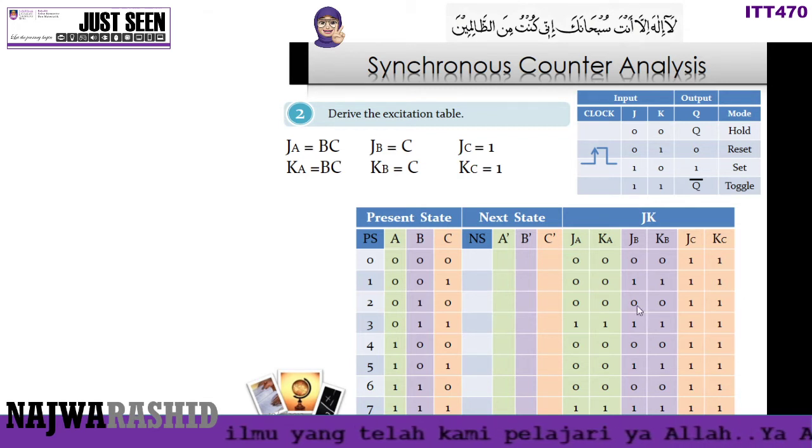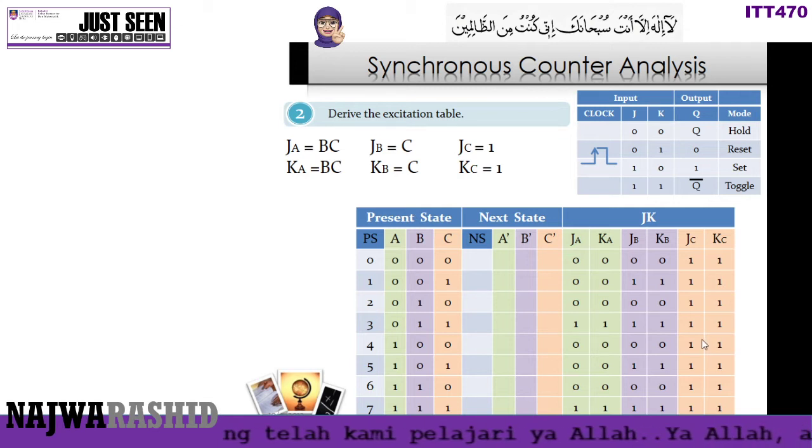Now, after you construct your excitation table, you need to fill it in. We have 3 JK flip-flops, so you have A, B, and C. The number of possibilities is 8, 2 to the power of 3 equals 8. So your numbers must start from 0 until 7. At the present state here is the decimal part, and here is the binary part. So 0 becomes 0, 0, 0. 7 becomes 1, 1, 1.